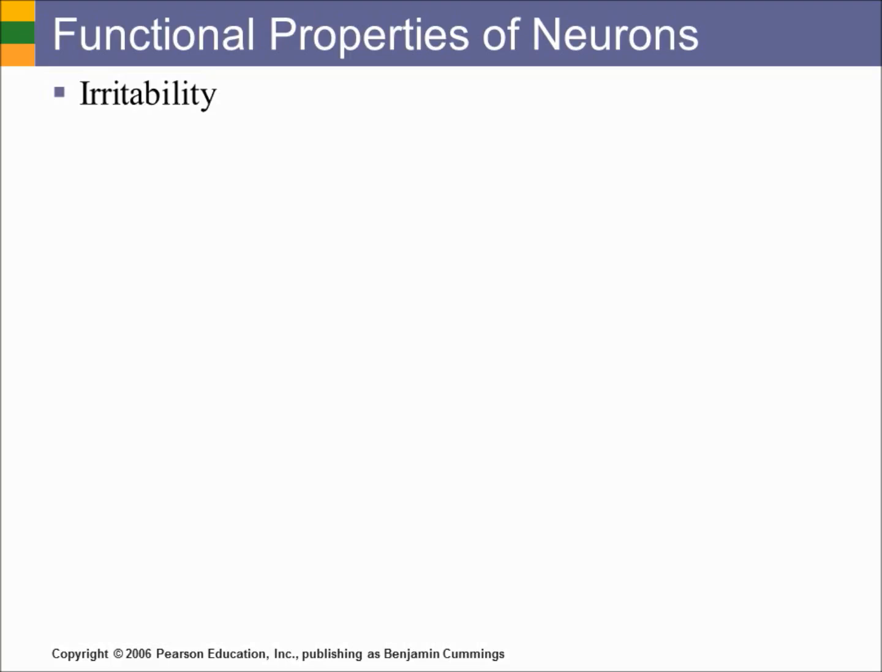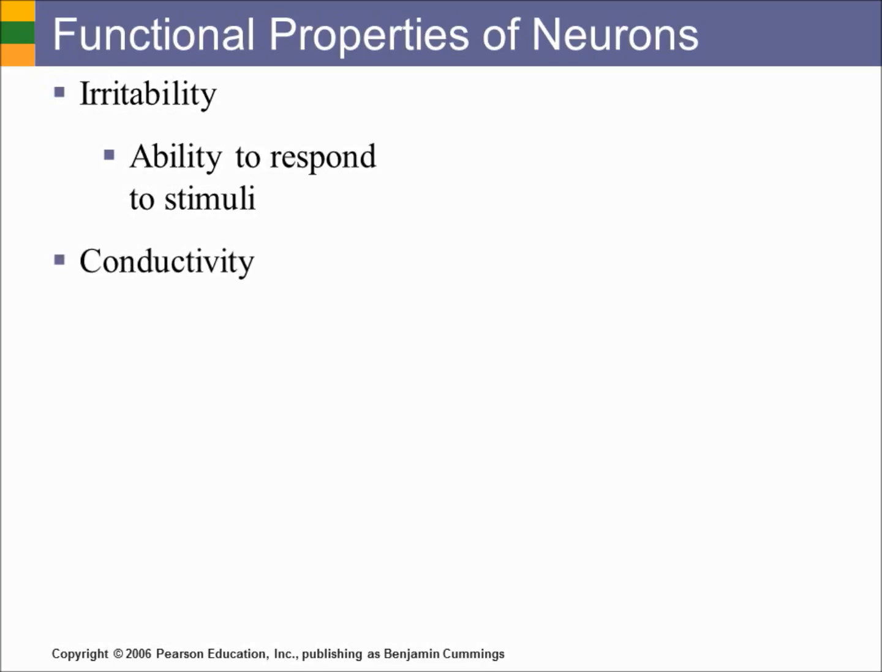First one is irritability. And besides neurons, also muscle tissue to an extent is irritable. But irritability simply means the ability to respond to some stimulus. And in this case, the stimulus is going to be anything from a flash of light to a sound to a pinprick. But the nerve impulse can actually respond to this. And then the second property you need to talk about, another term, is conductivity. Conductivity is simply the ability to transmit that impulse or move it from point A to point B.